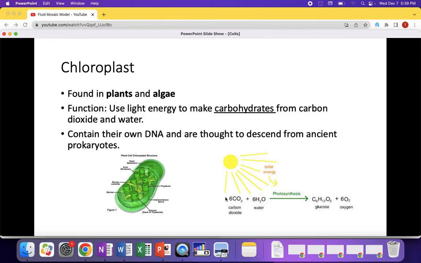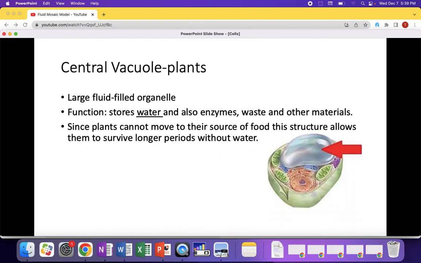All right, and we'll get into this right here. This is photosynthesis, so when we get into photosynthesis later, we will definitely be talking about chloroplasts, and that will be a big part of what we talk about then.